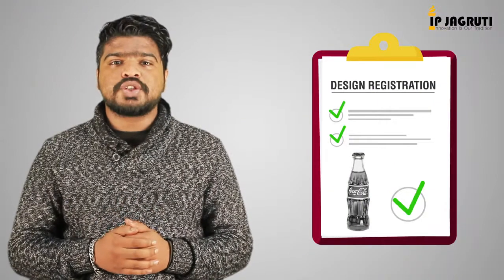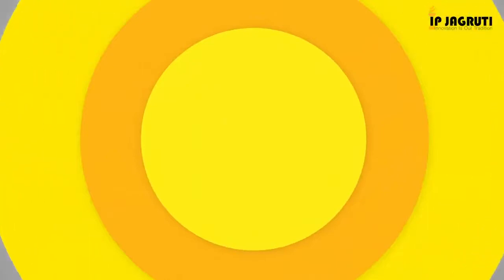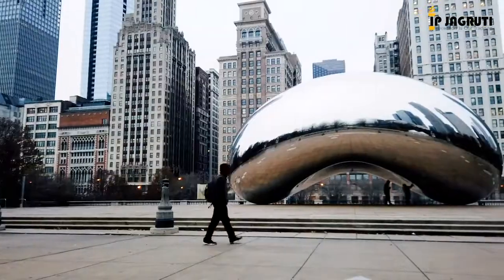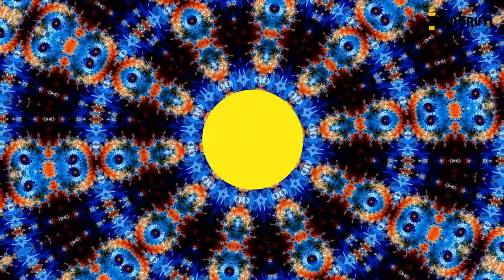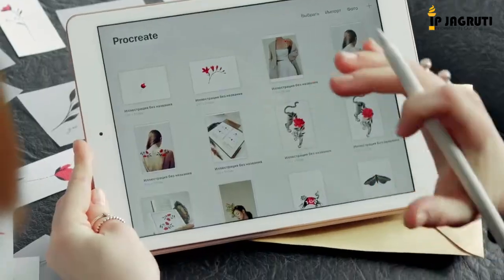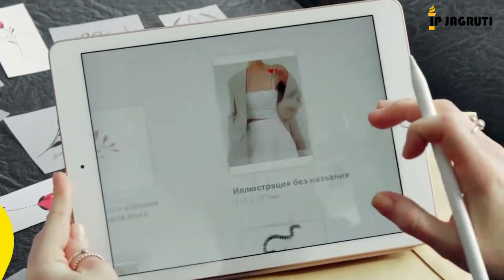Now, why is design registration important? A design registration is used to obtain protection for the feature of shape, configuration, pattern, or ornaments. After design registration, the owner of the design will have the exclusive right to apply the design to a product for which it is registered.